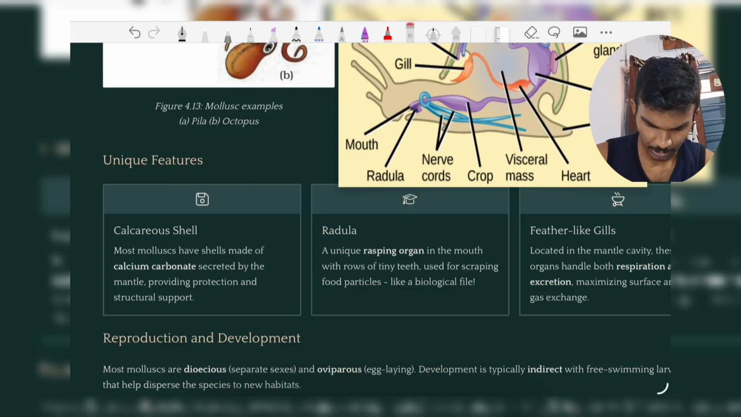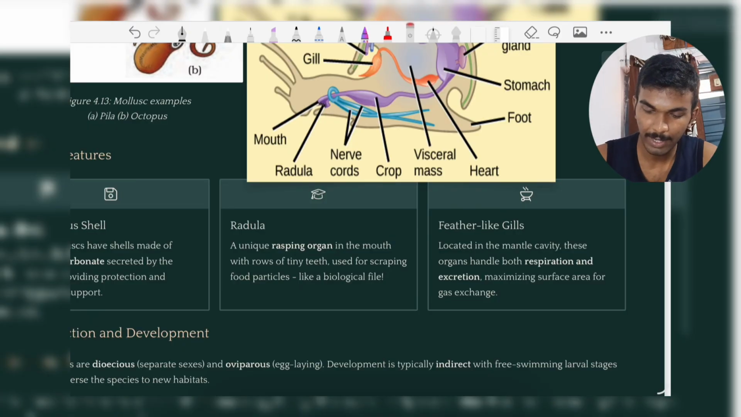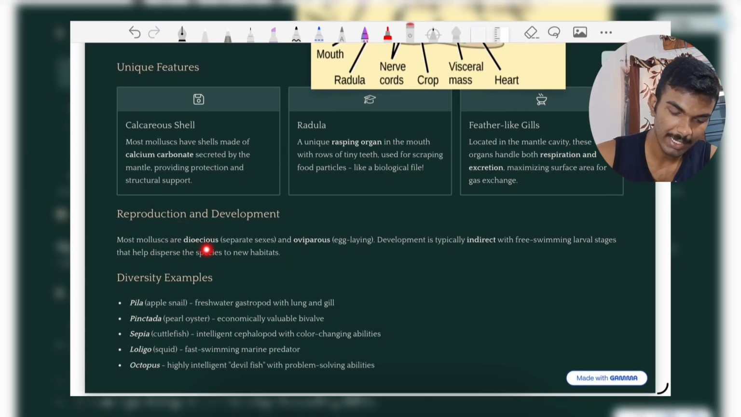Radula, unique rasping organ in the mouth with rows of tiny teeth used for scraping food particles like a biological file. Feather-like gills located in the mantle cavity. These organs handle both respiration and excretion, maximizing surface area for gaseous exchange. Reproduction and development. Most mollusks are dioecious, separate sexes, and oviparous, egg-laying. Development is typically indirect with free-swimming larval stages that help disperse the species to new habitats.